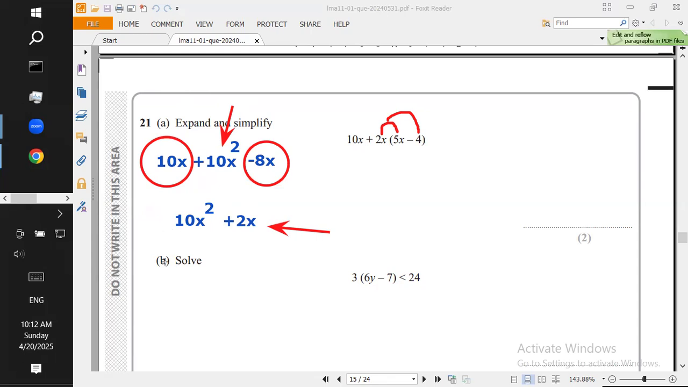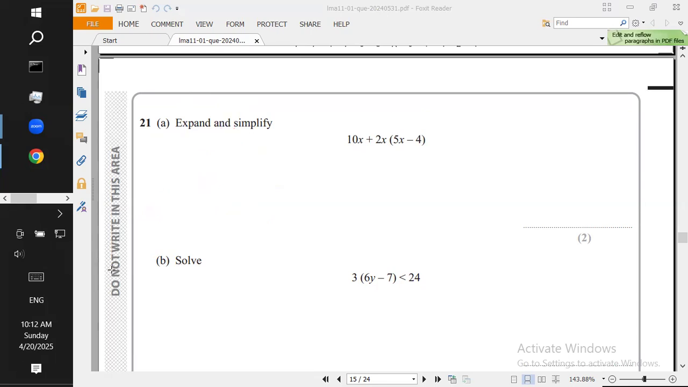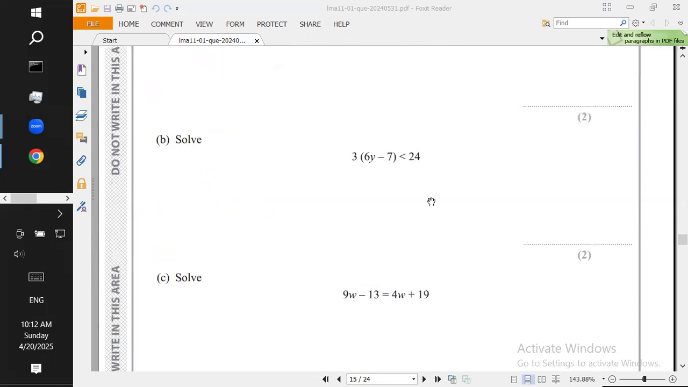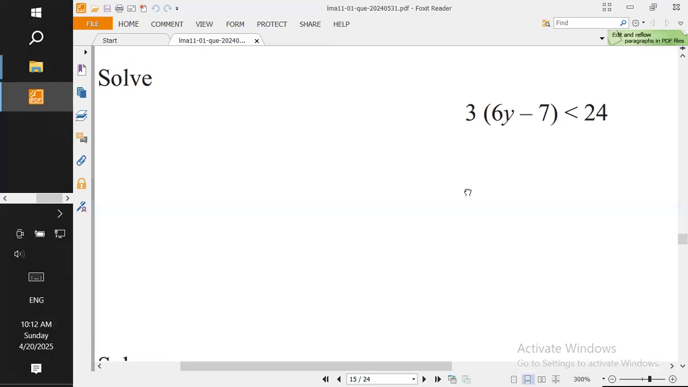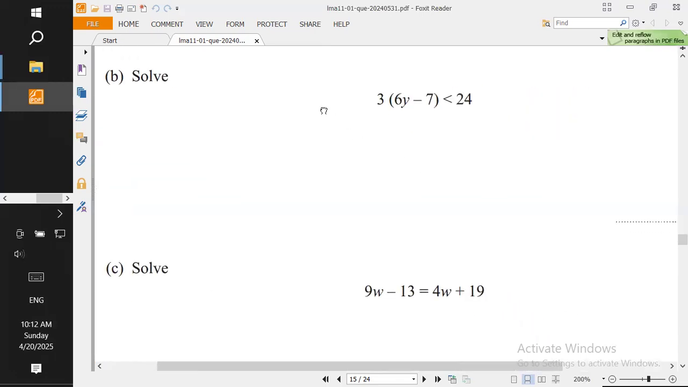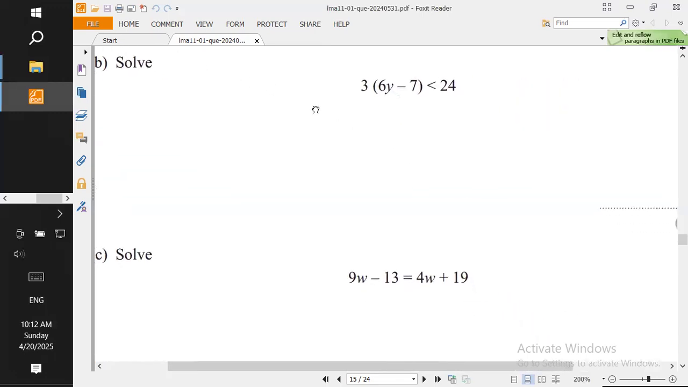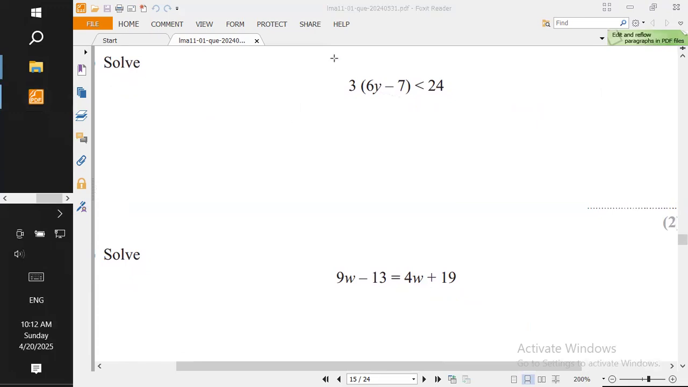Now, let's move on to question B. In question B, we need to solve this inequality. Let's zoom in so we can see it. So solve means what? Solve means simplify it as much as possible and write the variable alone so we understand the inequality more. Now here, I can see that the 3 is multiplied by this bracket.